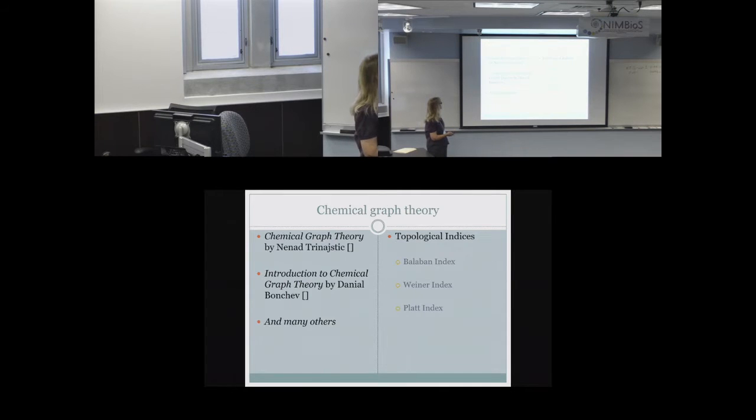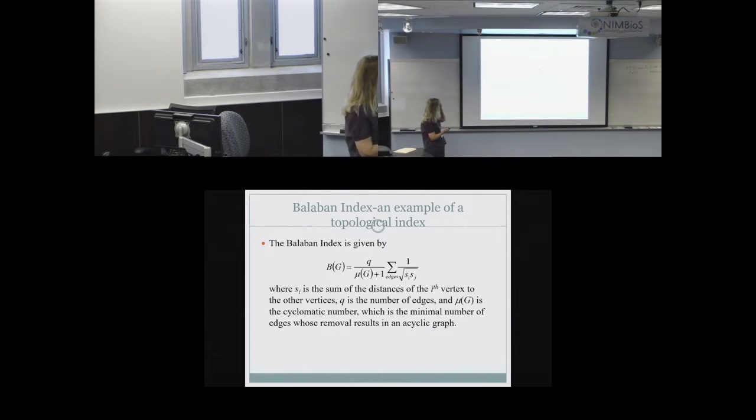Okay. So in chemical graph theory, which is different from combinatorial graph theory, they call graphical invariants topological indices. The topological indices that are very well known are, for example, the Balaban index, the Wiener index, the Platt index, and so forth. Here's an example. The Balaban index is given by this formula. So no max and min anymore. This is a straightforward formula.